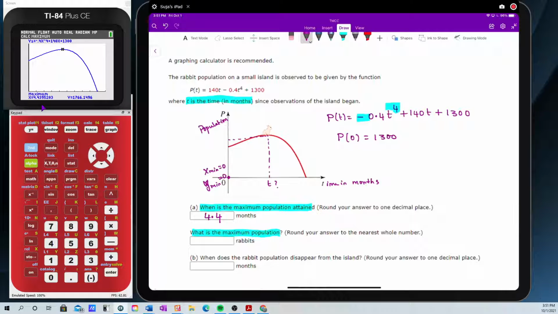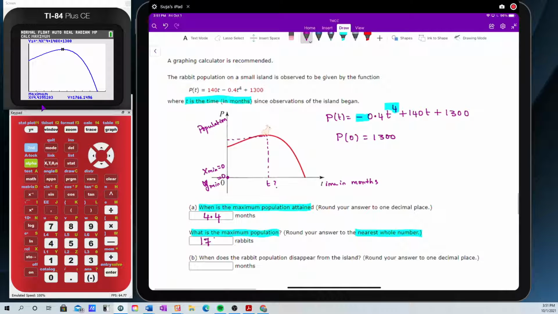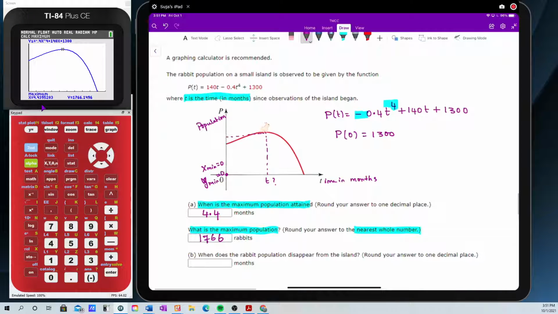And what is the maximum population? Round to the nearest whole number. It's asking me to round to the nearest whole number. So I would say 1,766 rabbits. Okay. So the next part, the third part of the question is asking, when does the rabbit population disappear from the island? So that's this point here.